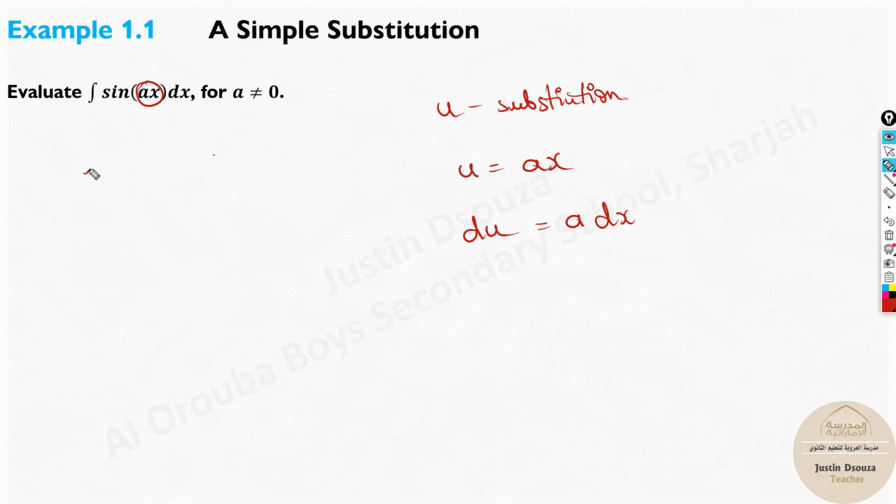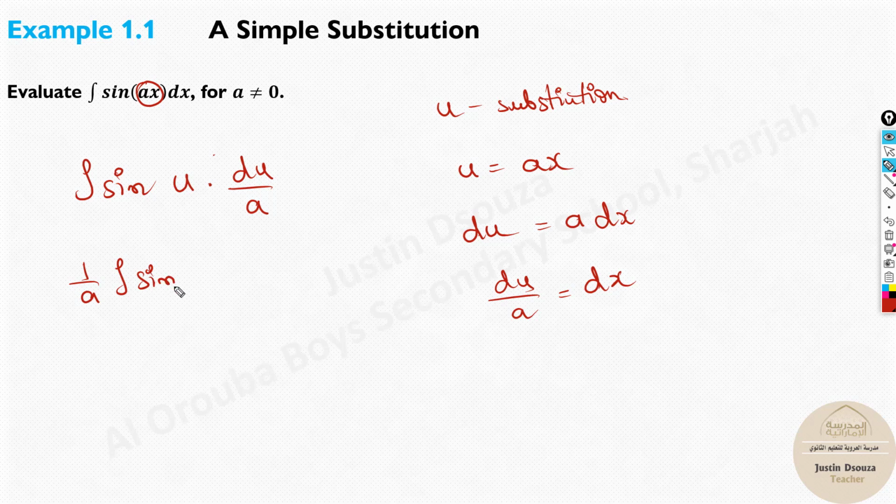Now here I can substitute u instead of ax, because I'm substituting ax as u. But now what is dx? I know du is a dx, so just take this to the other side. du by a is going to be dx. So instead of dx, I'm going to write du divided by a, and a is a constant, so I can take it outside directly. It becomes 1 by a times the integral of sine u du.